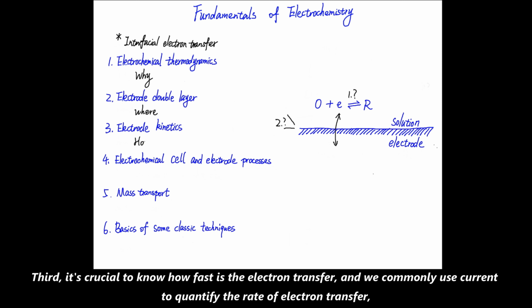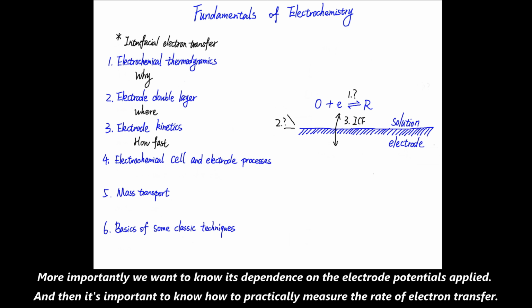Third, it's crucial to know how fast is the electron transfer. And we commonly use current to quantify the rate of electron transfer. More importantly, we want to know its dependence on the electrode potential supplied. And then it's important to know how to practically measure the rate of electron transfer.